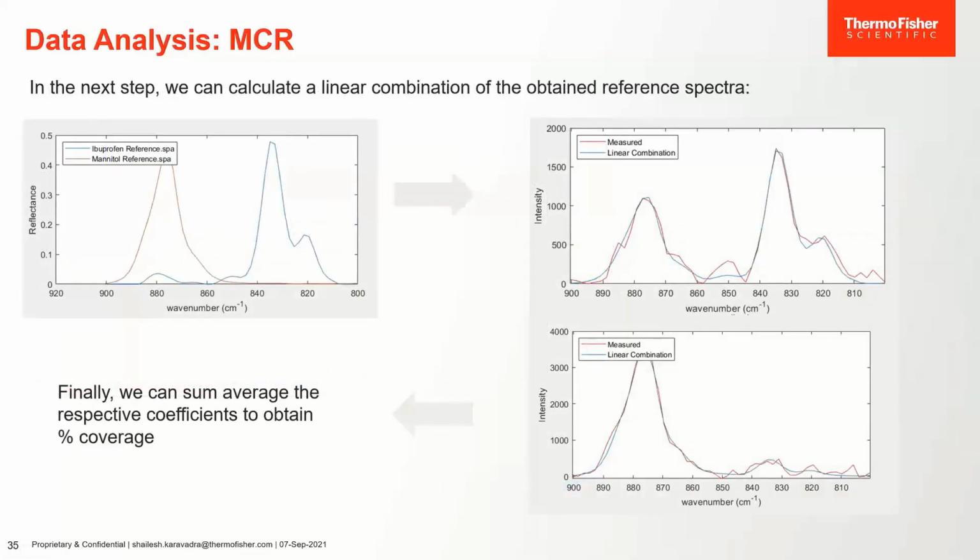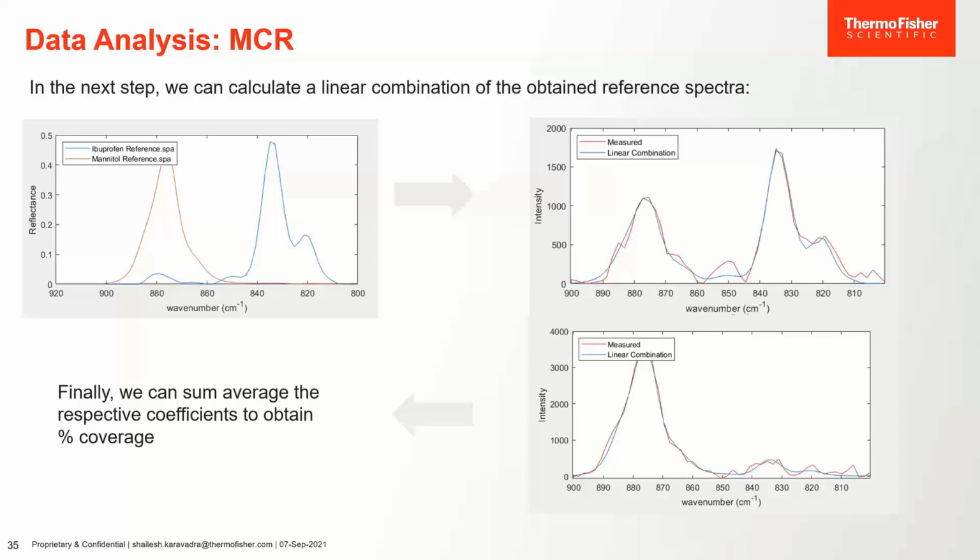When we do an MCR, if we do see both peaks of A and B, for example, here in this case, ibuprofen and mannitol, I assume that every spectrum in the tablet is a linear combination of the spectra, here in this case, from mannitol and ibuprofen.